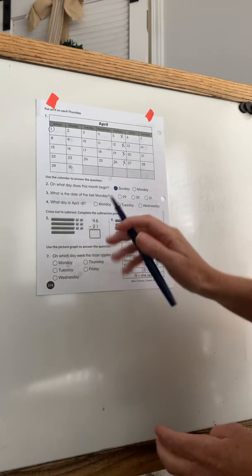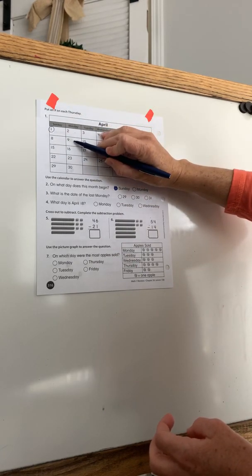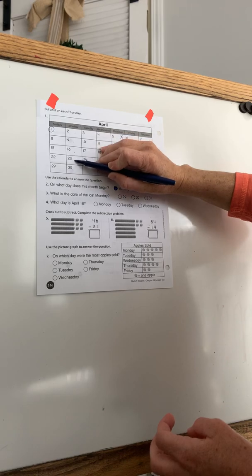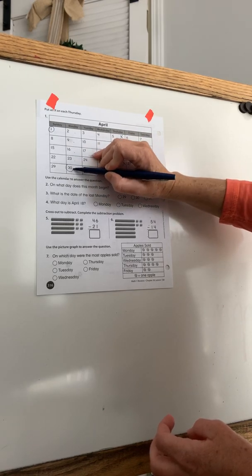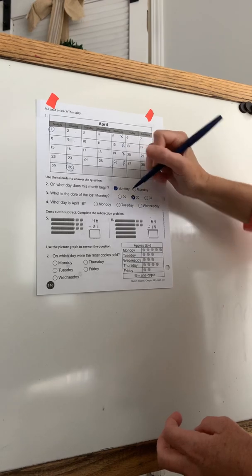So what is the date of the last Monday? All right. Here's Monday. This is the first Monday. The next, the next, the next, last. Here's the last Monday. So the last Monday is the 30th. Okay?